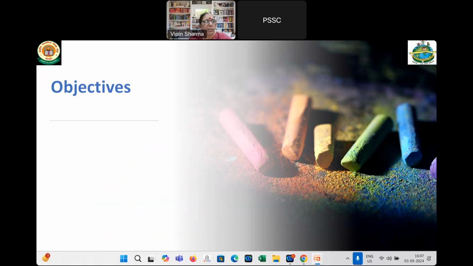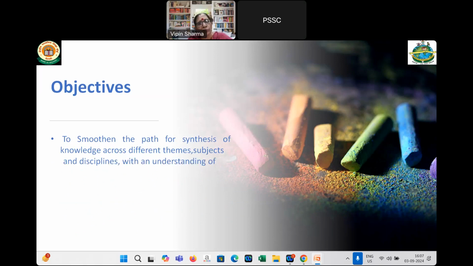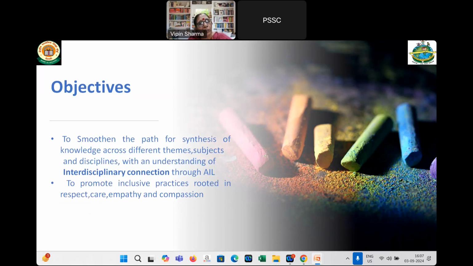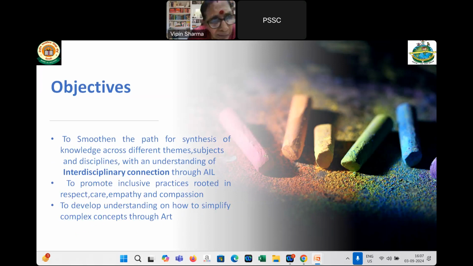Okay. Now, objectives: to smoothen the path for synthesis of knowledge across different themes, subjects, and disciplines with an understanding of interdisciplinary connection through AIL, how all the subjects are interrelated, that is important. To promote inclusive practices rooted in respect, care, empathy, compassion. To develop understanding and how to simplify complex concepts through art. That also I'll be talking about. Basically, I'm talking about the objectives.